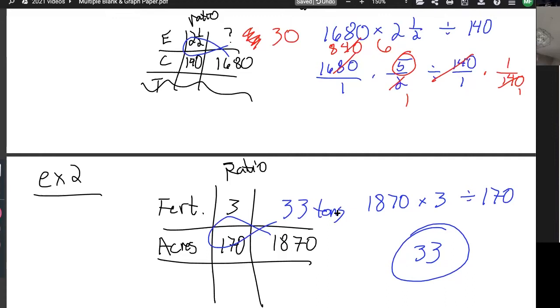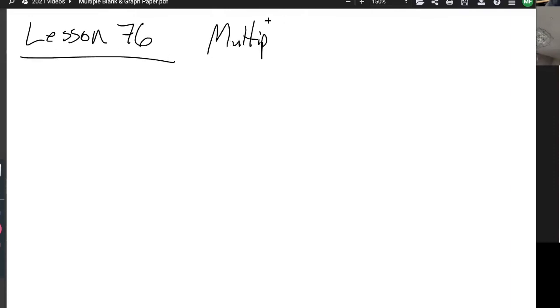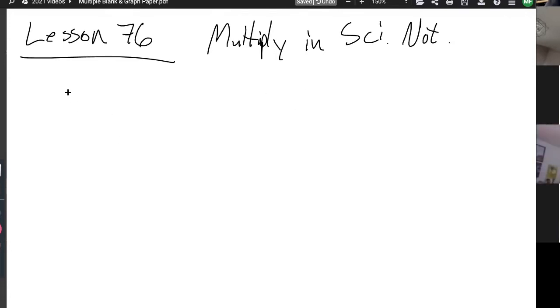So we're going to move on to lesson 76. This is multiplying in scientific notation. We already talked about scientific notation a little bit. So here is lesson 76. Multiply in scientific notation. Okay. So let's just do a little bit of review. If I wanted to put this number into scientific notation, how would I do that?